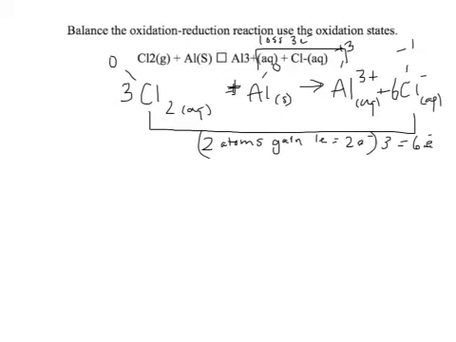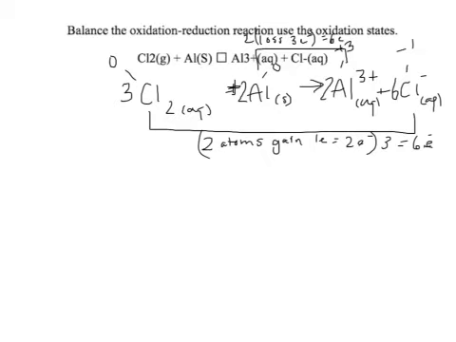If I am going to be gaining 6 electrons, I need to lose 6 electrons. So here I need to multiply this by 2. So that is a loss of 6 electrons. If I put a 2 in front of there, that means I have 2 aluminums, each of them losing 3. And here's my 2 aluminum ions, each of them with the loss of 3.